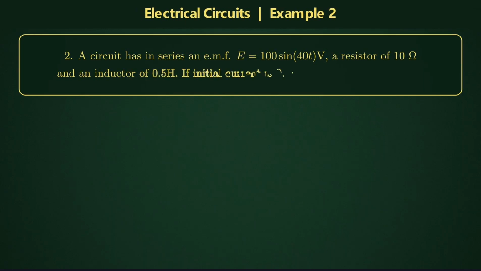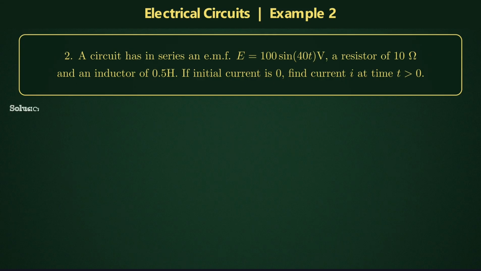Let's solve the second example. A circuit has in series an electromotive force given by E equals 100 sin 40t volts, a resistor of 10 ohms, and an inductor of 0.5 henries. If the initial current is 0, find the current at time t.